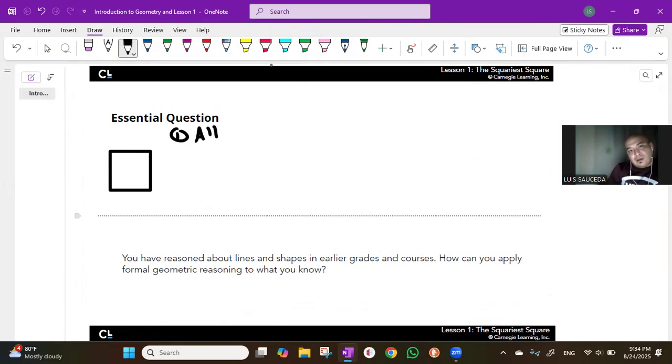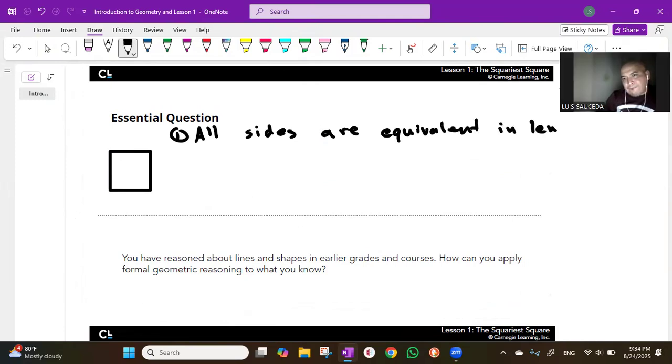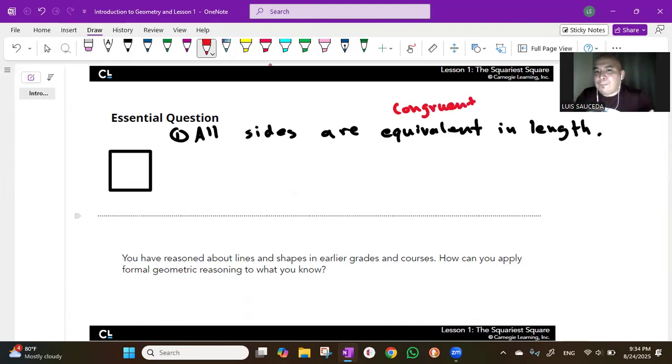So all sides are equivalent in length. So that's the first one we all should already know. A square has equivalent sides, right? And then sometimes they don't like to say equivalent. We like to say the word in geometry called congruent, right? It's just another fancy way to say equivalent. Congruent is another word we like to use here.